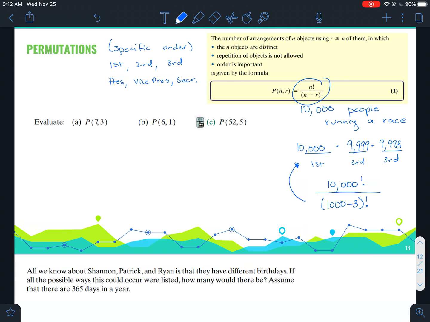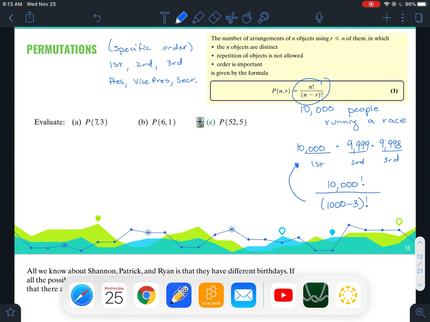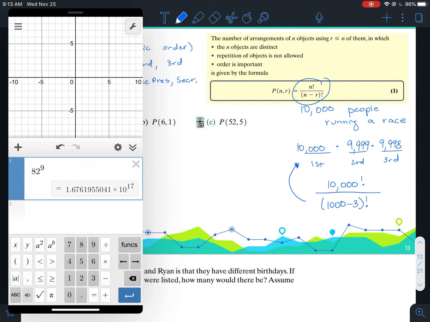So 10,000 factorial means 10,000 times 9,999 times 9,998 times 9,997, all the way down to 1. And then 10,000 minus 3 would be 9,997, and then all the way down to 1. And notice the only 3 that are left after you cancel will be 10,000, 9,999, and 9,998. And so I'm going to do this both ways on Desmos. And so if I took 10,000 times 9,999 times 9,998, that's how many different options I would get.